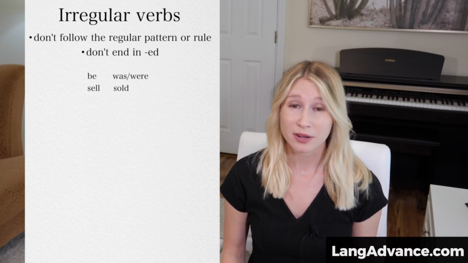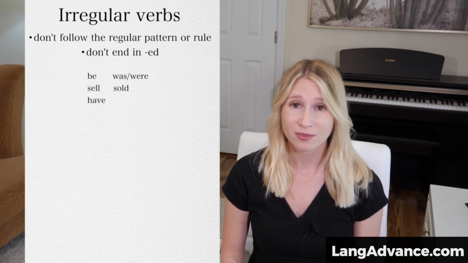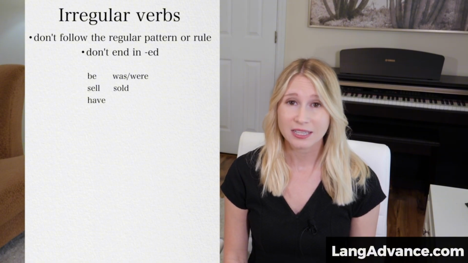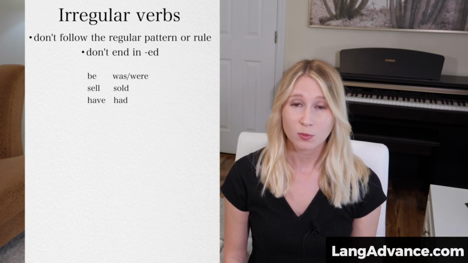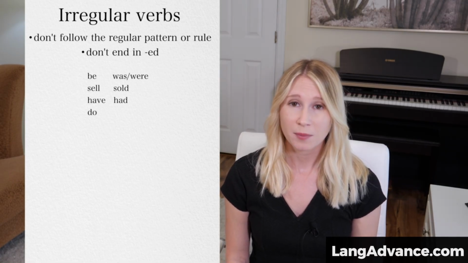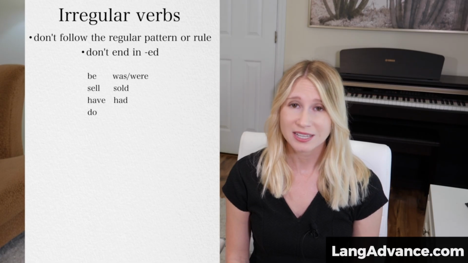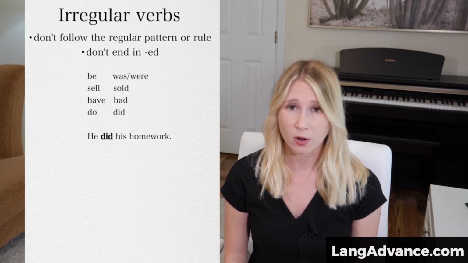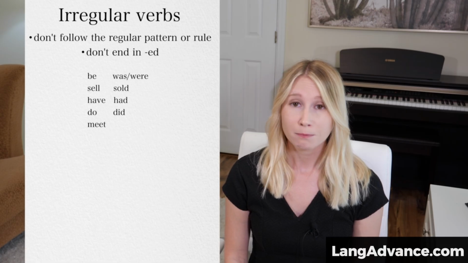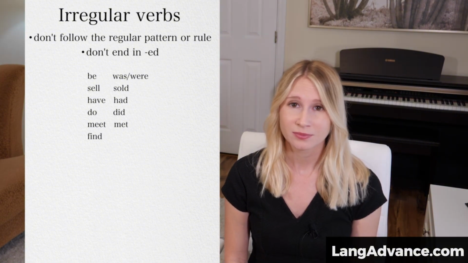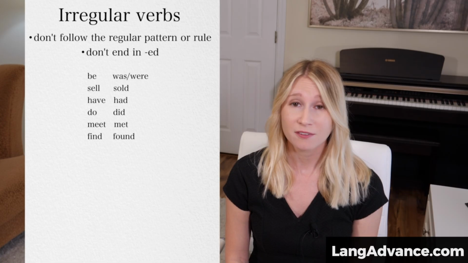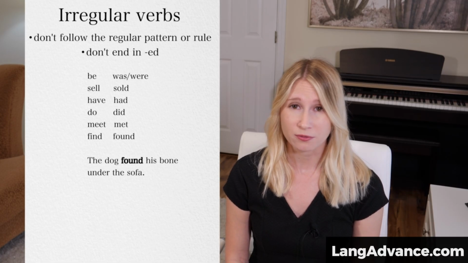The next irregular verb on our list is have. The past tense of have is had. Had. Next, we have do. The past tense of do is did. He did his homework. Meet. The past tense of meet is met. Find. The past tense of find is found. The dog found his bone under the sofa.